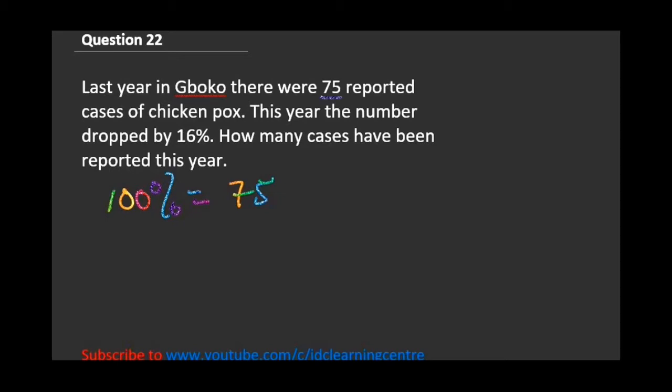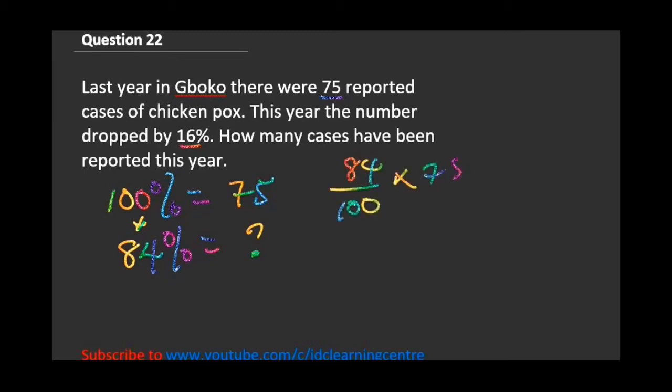100% equals 75 cases. Now this year the number dropped by 16%. So 100 minus 16 will give you the new percentage, which will be 84%, equal to, that's what they want us to find. If 100% gives us 75, will 84% be more or less? It will definitely be less. If less, more under. So we have 100 under, 84 on top, times 75 over 1.